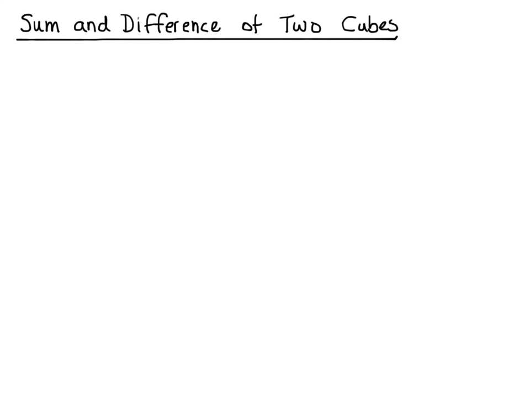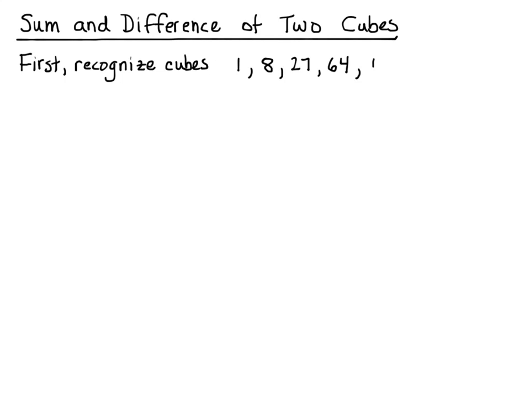The difference between two squares, remember, is that a plus b times a minus b, and you get a squared minus b squared. The sum of two squares, a squared plus b squared, doesn't factor. Now, if we go to cubes, the sum and the difference of two cubes both factor. So if we have a cubed plus b cubed, that will factor, and a cubed minus b cubed will factor.